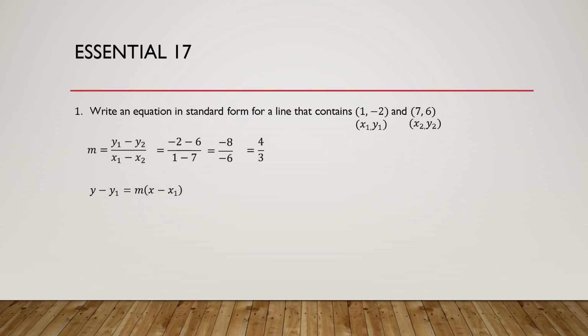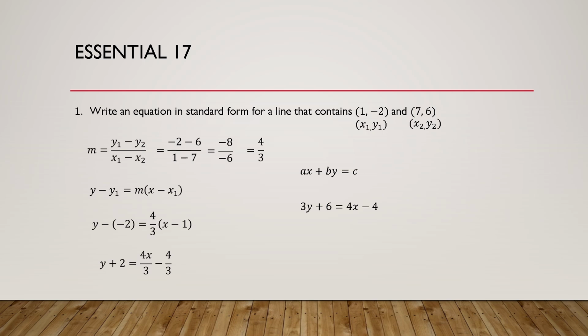Next, we take the point slope form and fill in the numbers. We simplify to get y plus 2 equals 4x over 3 minus 4 over 3. The standard form of the equation is in the form ax plus by equals c, where a, b, and c are integers. Therefore, we multiply each term on both sides of the equal sign by 3 to eliminate the fraction, giving us 3y plus 6 equals 4x minus 4.